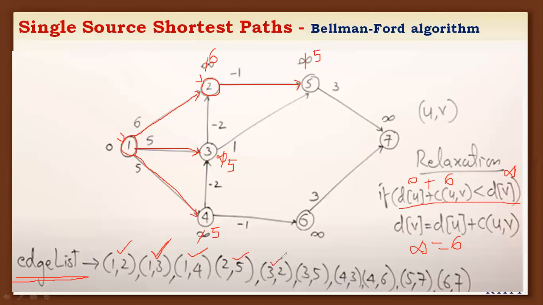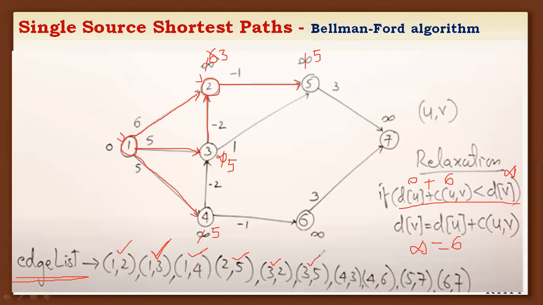Next 3 to 2, you can consider the edge 3 to 2. If you consider the edge 3 to 2, the minimum cost from 3 to 2 is: the cost of vertex 3 is already 5. 5 minus 2 is 3. So here 6 is there. 6 is replaced with the minimum value, which is 3.